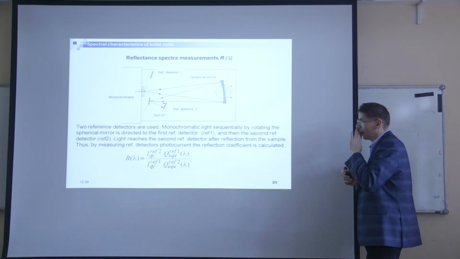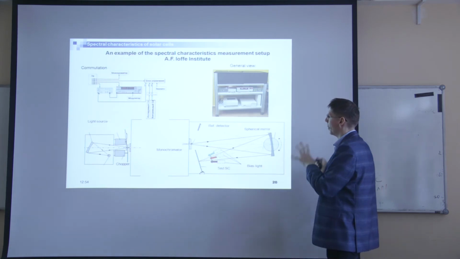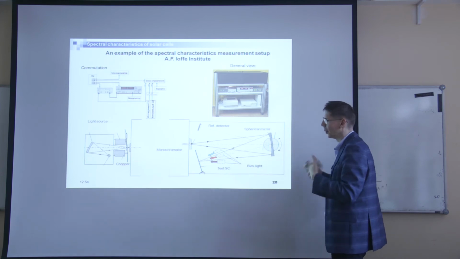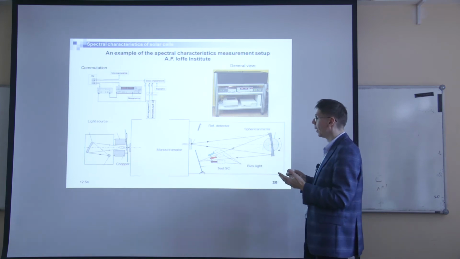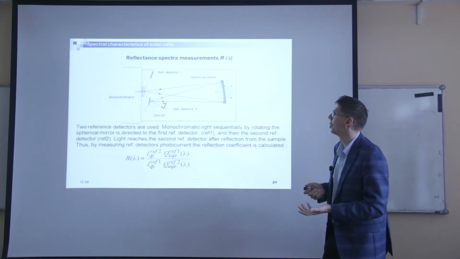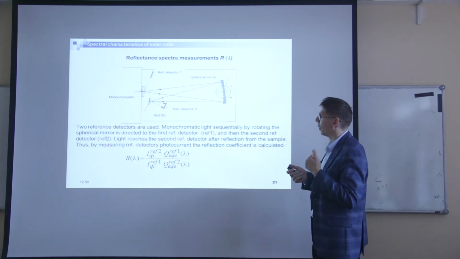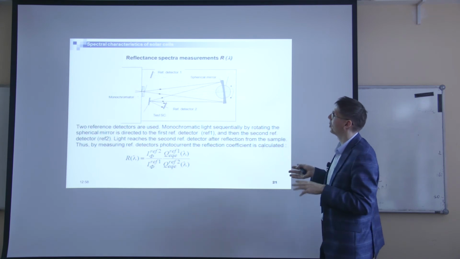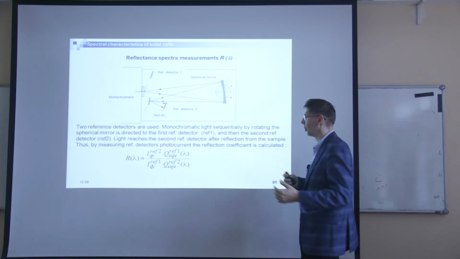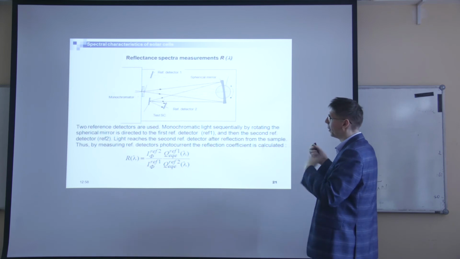So a few words about the reflectance measurements. The main idea is that you have to measure external quantum efficiency. But if you want to measure internal quantum efficiency, you have to measure the reflectance and transmittance. First of all, reflectance spectral measurements are a little bit more complicated compared to transmittance, and there are different ways to do them.